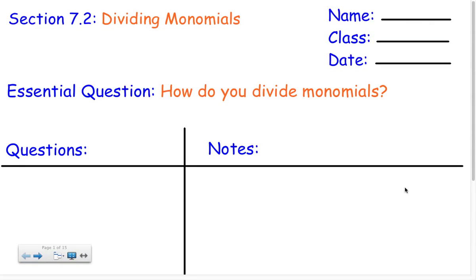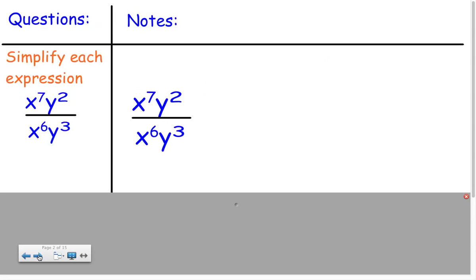Section 7.2, Dividing Monomials, Day 1. Essential question: How do you divide monomials? So first example, simplify each expression.